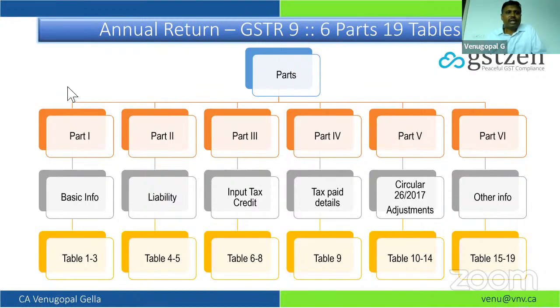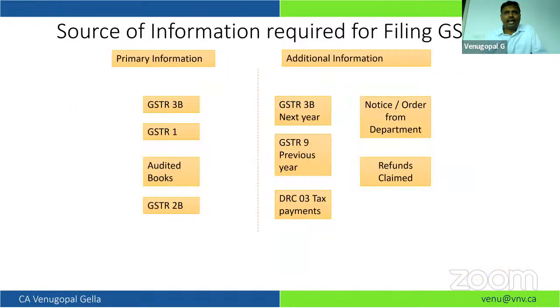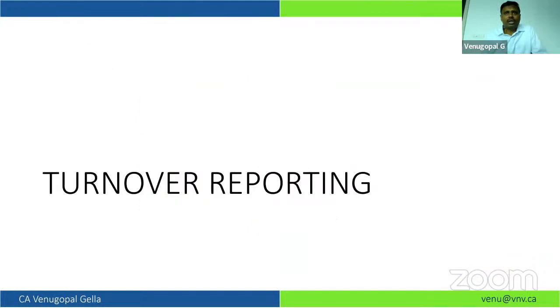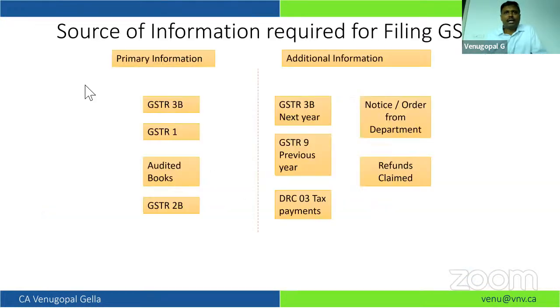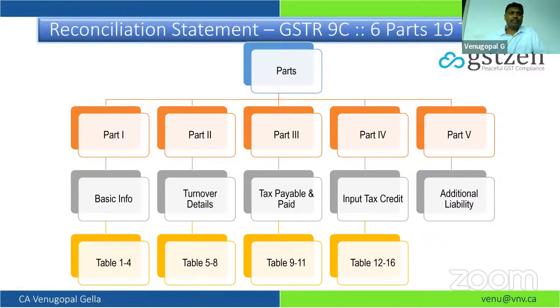So that respective data has to get into this. Before I move to 9C, let me give you an explanation of the turnover reporting. Okay, I think it's coming up in the subsequent, so no problem. Let me walk you through 9C also. 9C is 5 parts, where the reconciliation is expected with the GSTR-9.